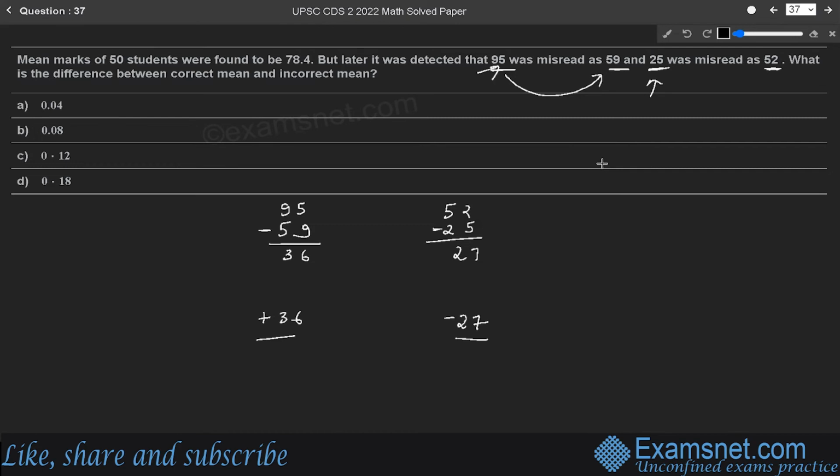We have to find the difference between correct mean and incorrect mean. You can see the difference between minus 27 and 36 is plus 9. But we have to understand that in the question it is given the mean marks of 50 students. The difference is plus 9, but the total number of students is 50. So per student, the difference will be 9 upon 50, which is 0.18. So the difference between correct mean and incorrect mean is 0.18. Therefore, option D is the correct option here.